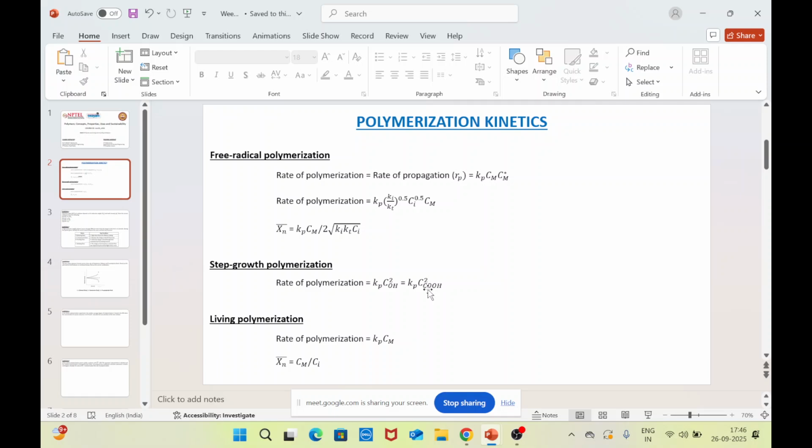Once these unit operations are done, we go for the processing of the polymers. There are different types of processing techniques, starting from extrusion, then injection molding, compression molding, film blowing, blow molding, coating, and calendering.